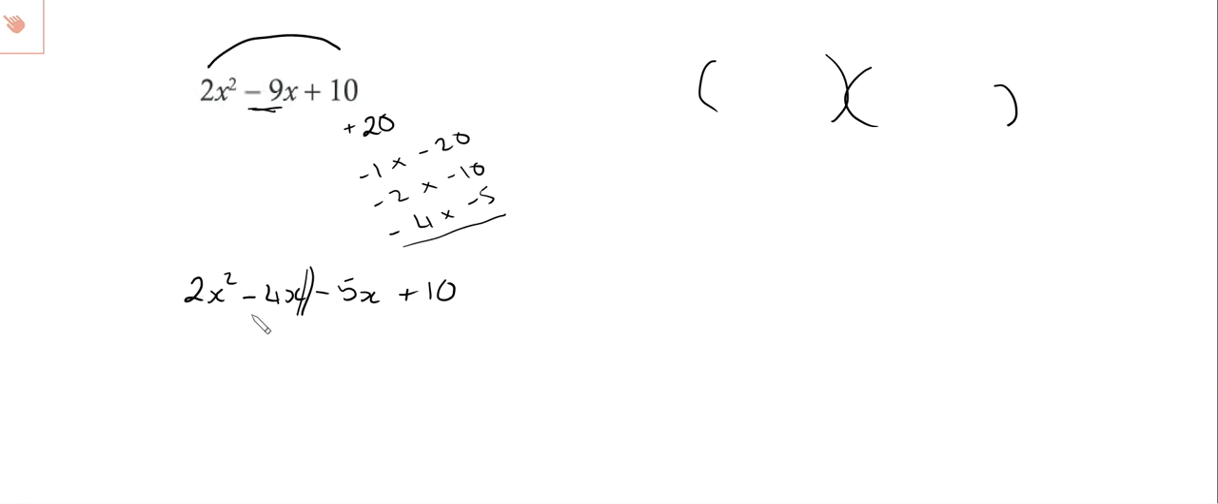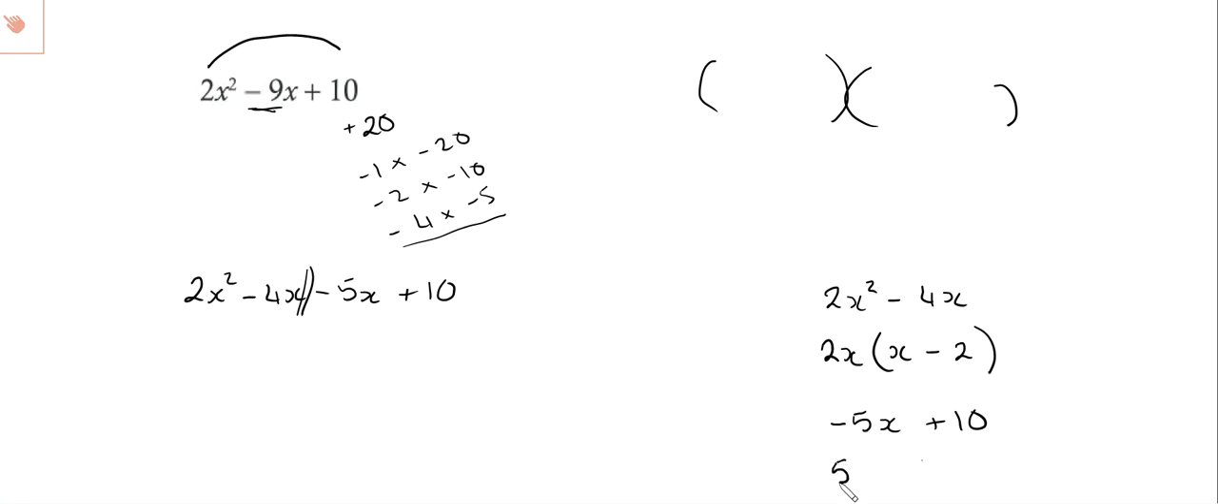How do I factorise? Is there a common factor? So if I look at 2x squared minus 4x, is there a common factor? What is it? 2x. 2 and x. And that gives me x minus 2. Okay? Then I take minus 5x plus 10. Is there a common factor? 5? Yeah. What if we did take out 5? That would give me minus x plus 2.